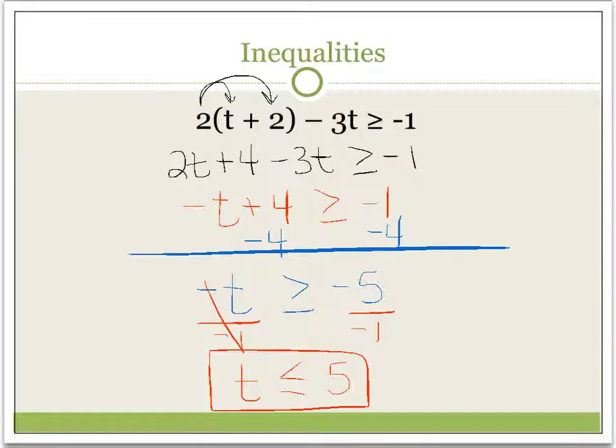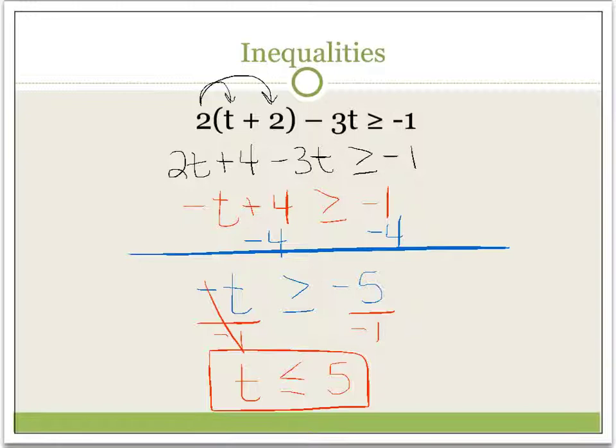Now that only happens when you multiply or divide by a negative number. Had we multiplied or divided by a positive number, then this inequality symbol would have just stayed greater than or equal to. Please do not get it into your head that every time you have an inequality it must flip. It only flips if you multiply or divide by a negative number. That's what the rule says.